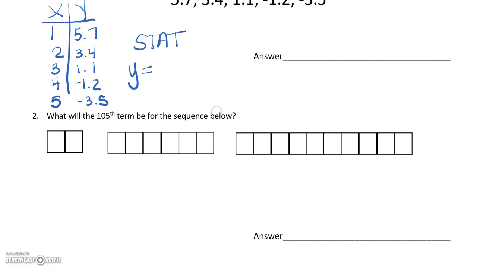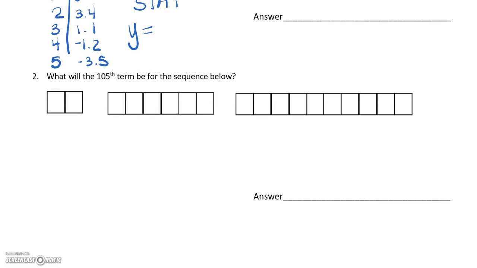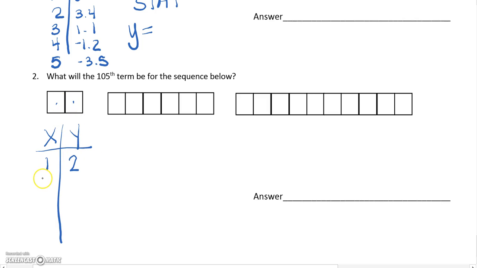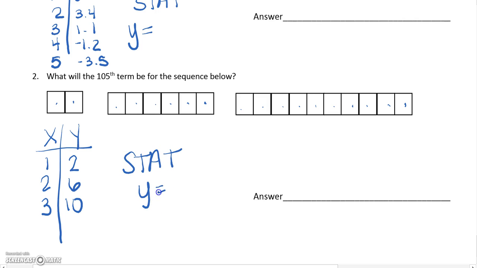Okay, and then it's the same idea on this one. What will the 105th term be for the sequence below? So first make a table. Our first term has 2 boxes. Our second one has 1, 2, 3, 4, 5, 6 boxes. And the third one has 1, 2, 3, 4, 5, 6, 7, 8, 9, 10 boxes. So put it in stat, and then use y equals. And scroll all the way down to 105. And that'll be your answer.